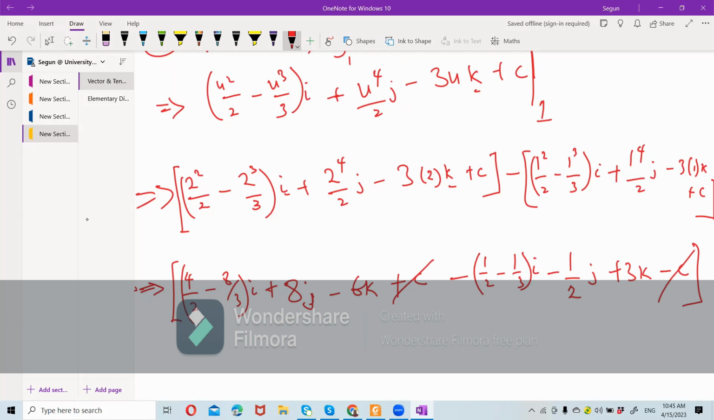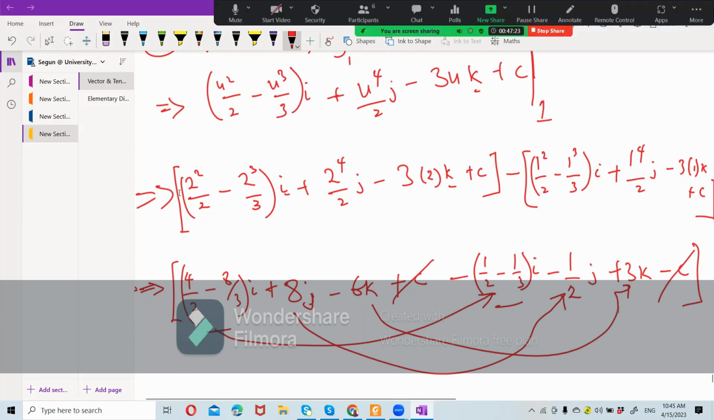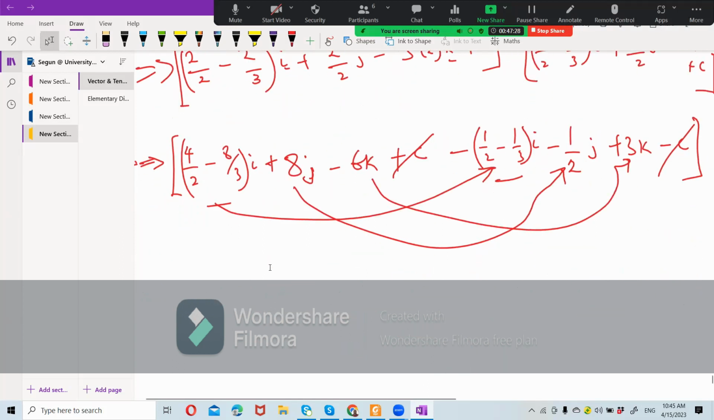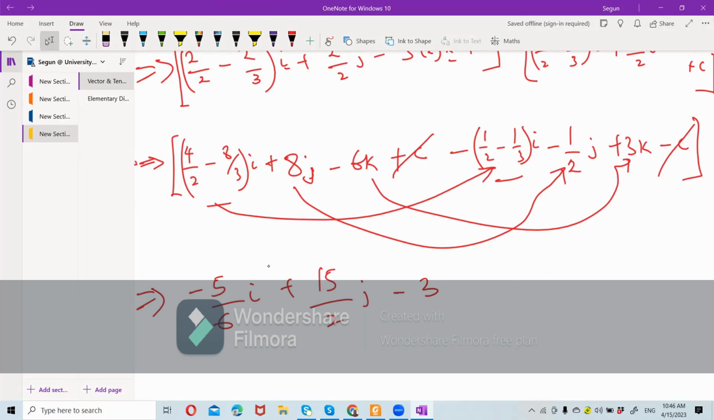But all you need to do is, when you resolve this one, it will be component by component. This with this will go to this, and the last one will go to the last one. Look at it. Don't just prompt the calculator and say, yes, I got the answer is 3. No. In this case, you have to do it component by component. If you do it well, you have minus 5 over 6 i plus 15 over 2 j minus 3k.